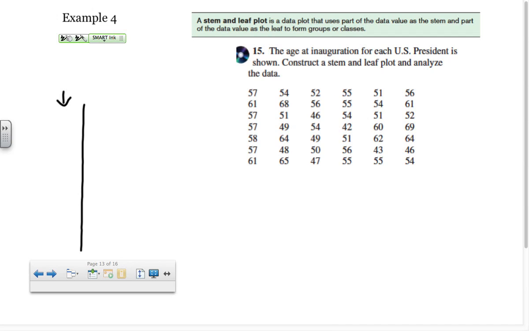So you'll notice here my numbers go from the 40s to the 60s. So I'm only going to have on this page a 4, a 5, and a 6. I'm going to make them just a little bit wider apart. 4, 5, and 6. And then anywhere I have a 40, the other part of that number is going to go here, and it must go in order. So I would give yourself some room.